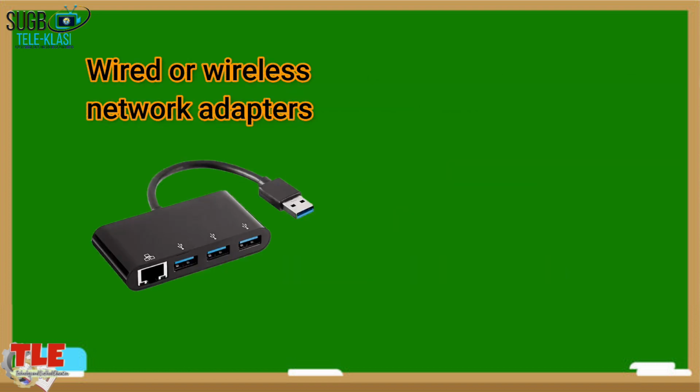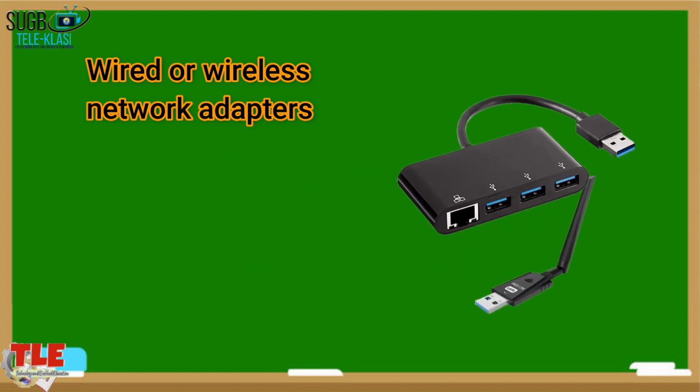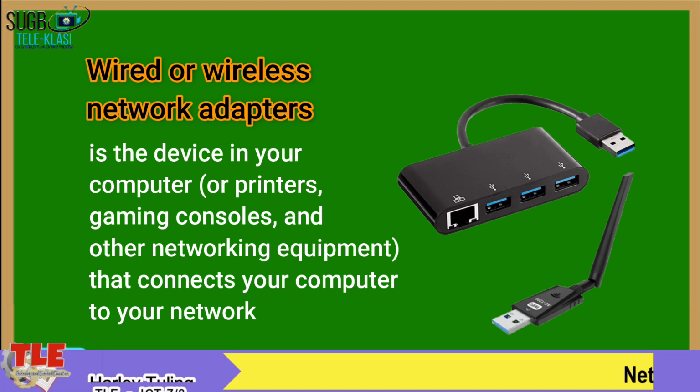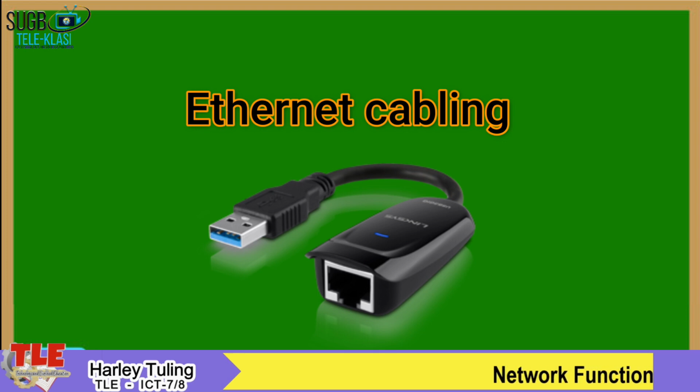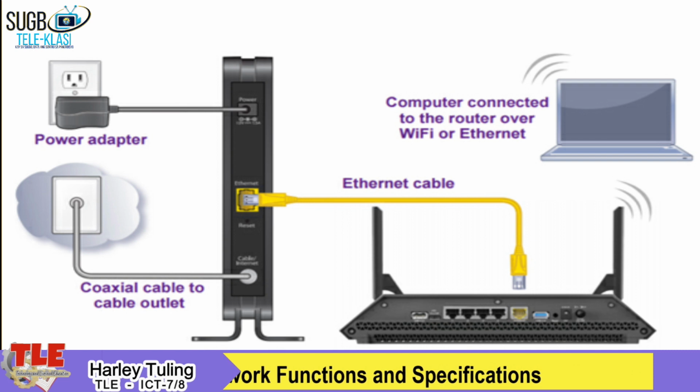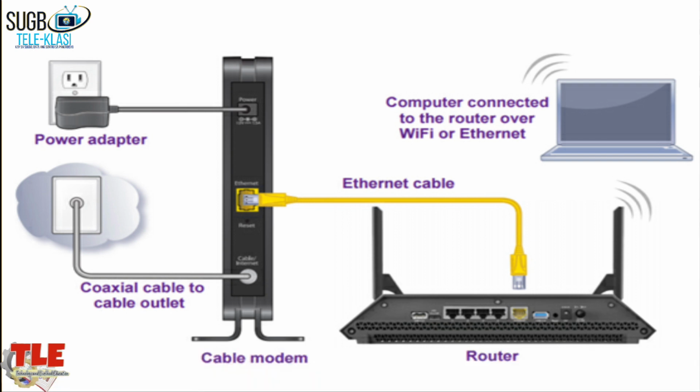Wired or wireless network adapters. A wired or wireless network adapter is the device in your computer, printers, gaming consoles, and other networking equipment that connects your computer to your network. Ethernet cabling. Ethernet cabling is used to connect your wired network adapters to a router or network switch. Even if you are using a wireless router, you will need at least one Ethernet cable to connect your wireless router to your DSL or cable modem.